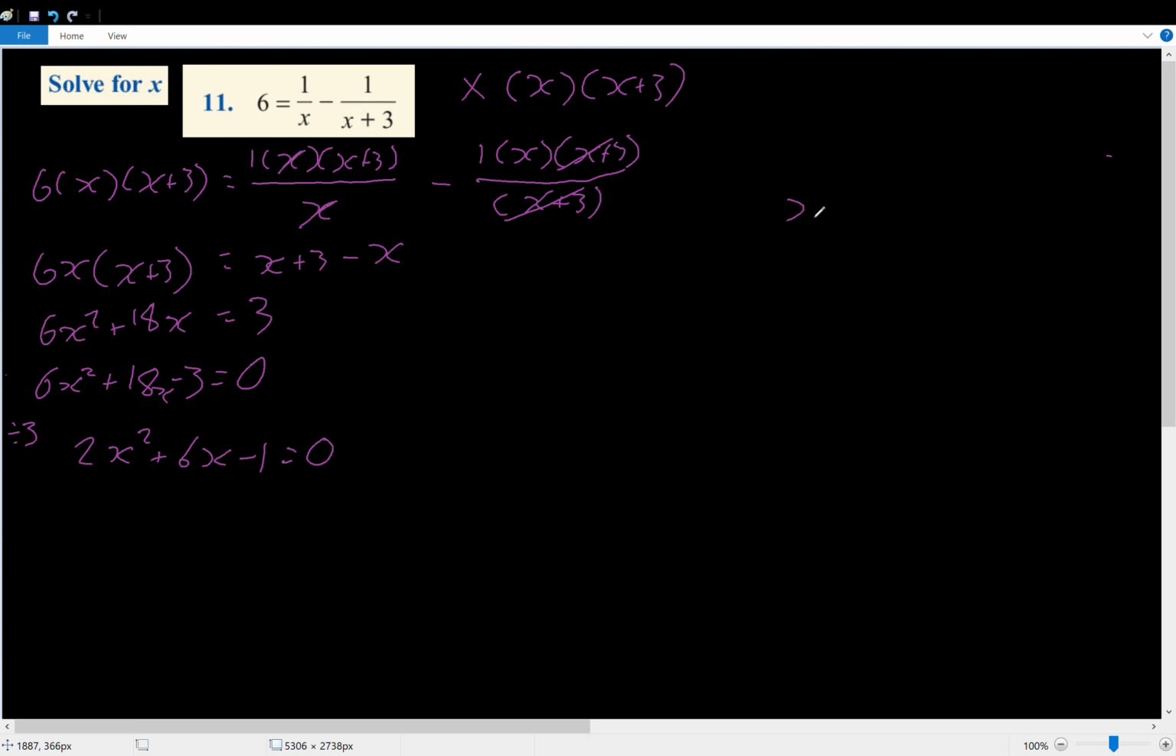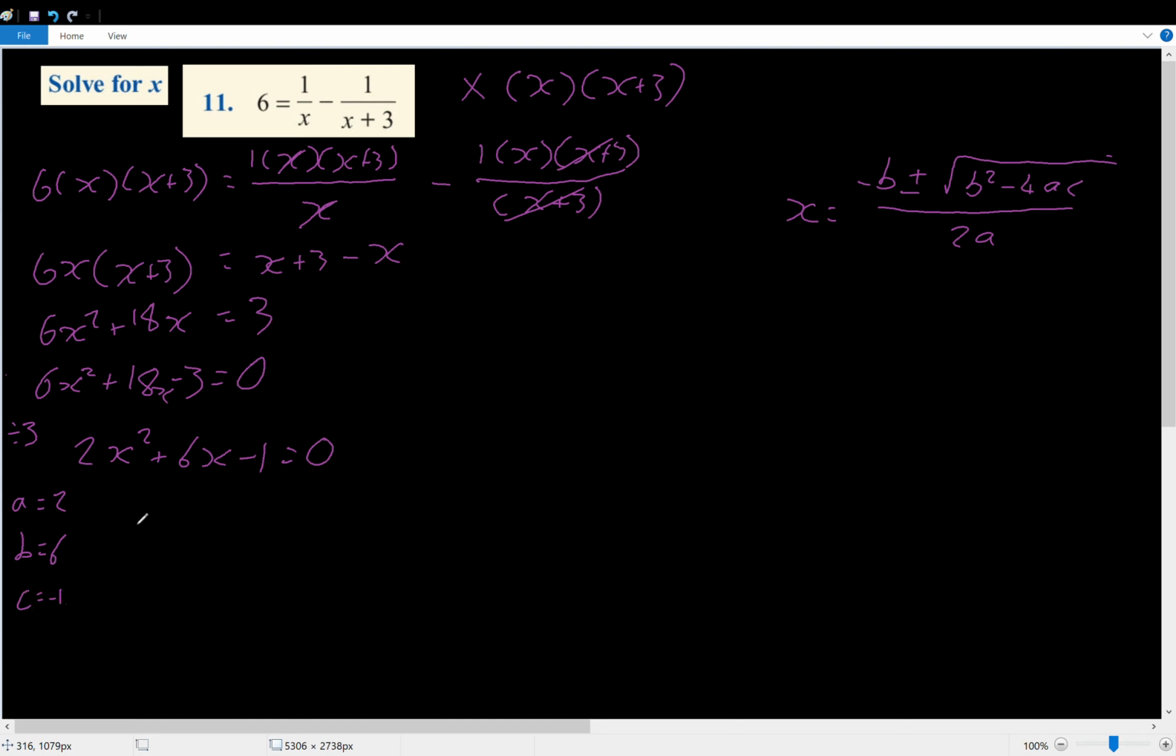And that is x is equal to minus b plus or minus the square root of b squared minus 4ac, all over 2a. Now in our question, our a is equal to 2, our b is equal to 6, and our c is equal to minus 1.